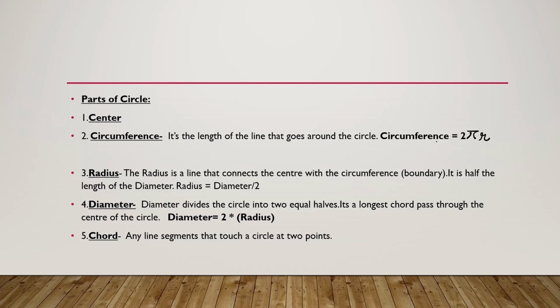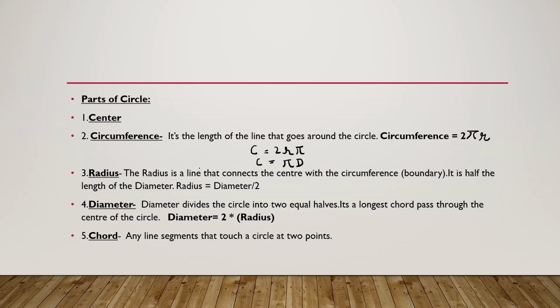Now you see the formula for the circumference is circumference equal to 2 pi r. We can write it this way also, C equal to 2 r pi, or since 2r equals the diameter, the formula is pi d. It will be more clear once I tell you about the diameter and radius.